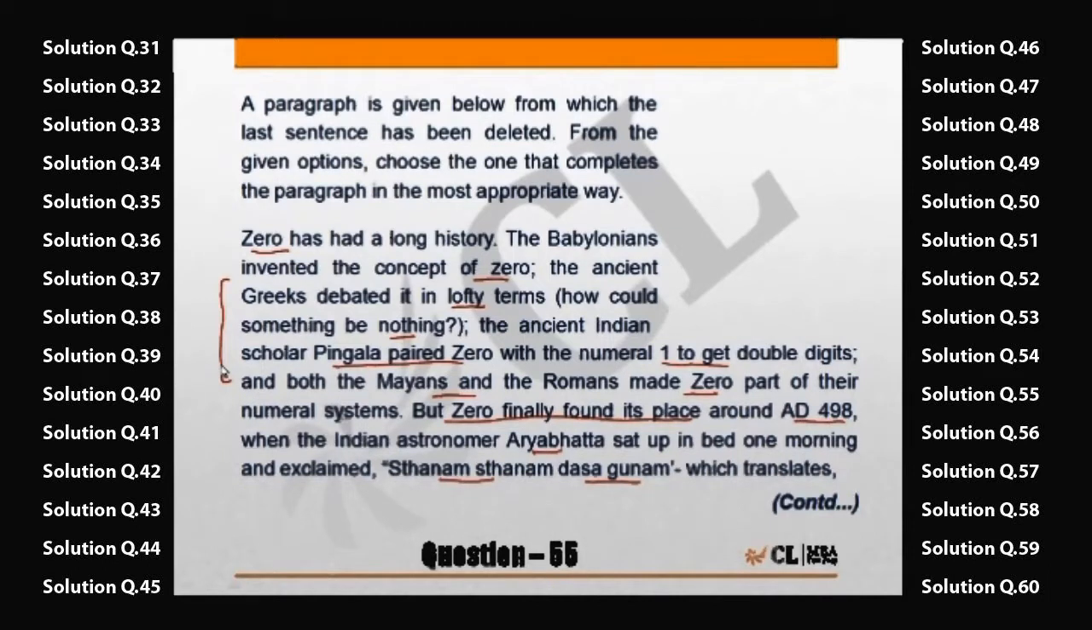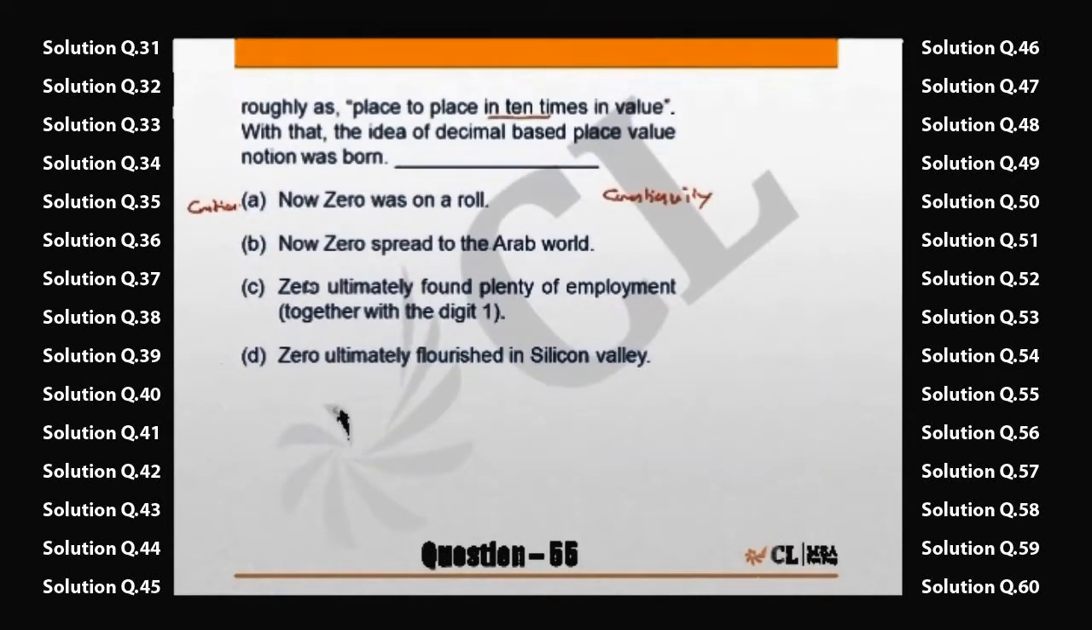So while I am not accepting it, I am not eliminating it completely, but purely on account of continuity, I am not very sure about it. So I'll put a question mark, but most probably it is incorrect.